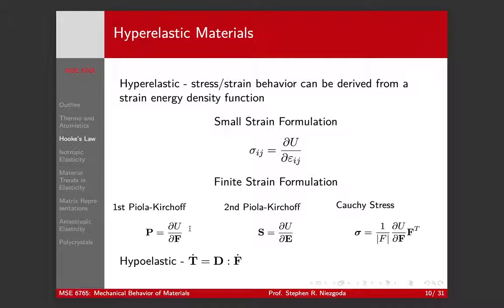Stress strain measures give us our rate of work. So our first Piola-Kirchhoff stress and our deformation gradient are work conjugate stress and strain. Our second Piola-Kirchhoff stress and our finite Green-Lagrange strain are work conjugate. And Cauchy stress isn't work conjugate to anything useful.